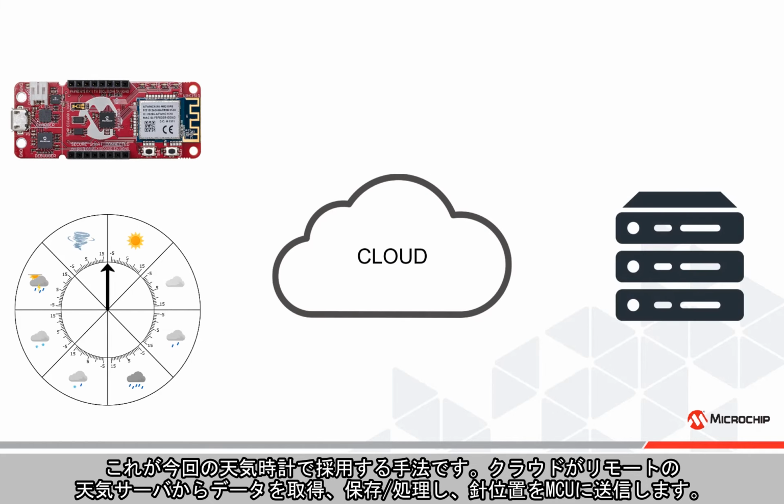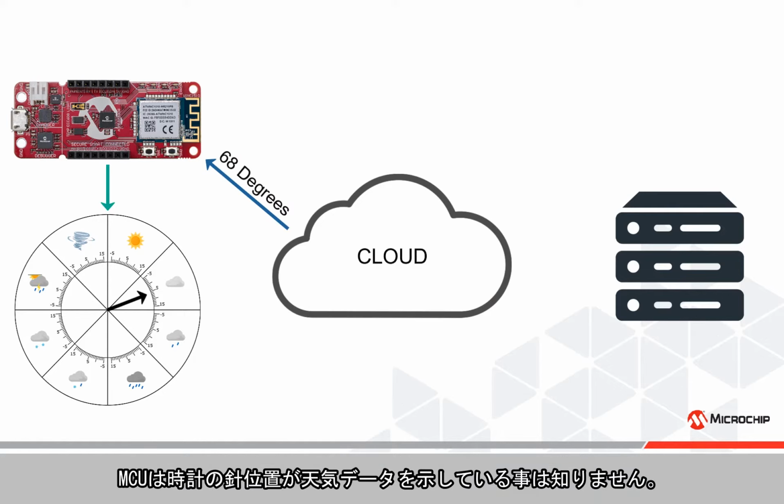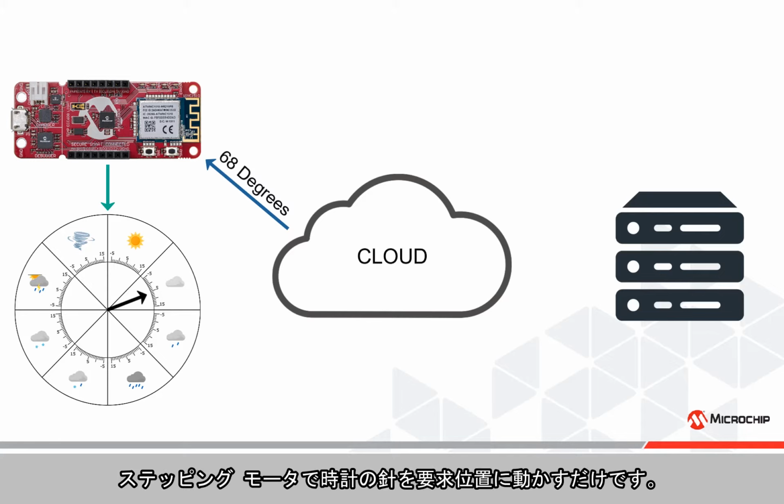Every so often, the cloud fetches data from a remote weather server, stores it, processes it, and sends a clock hand position to the microcontroller. The microcontroller is oblivious to the fact that the clock hand position represents weather data. It just rotates the clock hand to the requested position with the stepper motor.